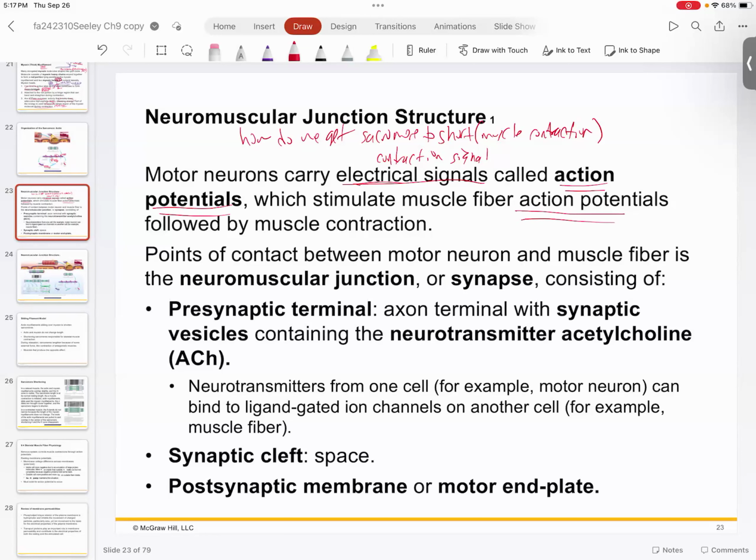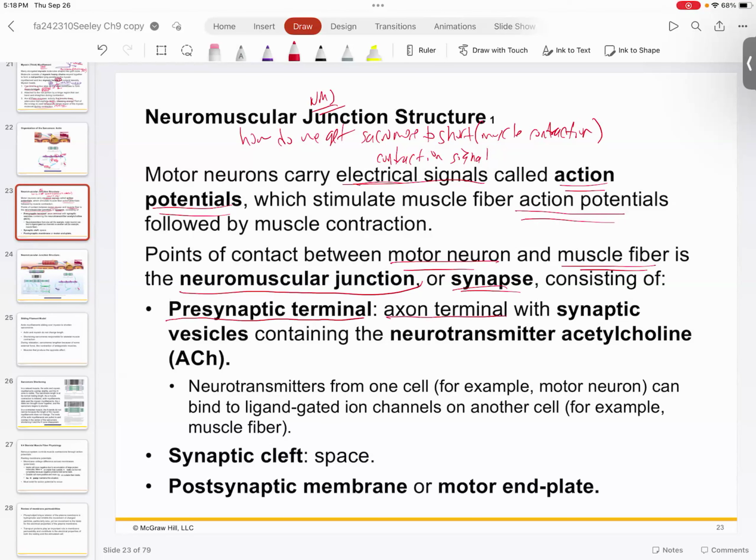First of all, we need to talk a little bit about the interface between the motor neuron and the muscle fiber. That interface we call the neuromuscular junction, or for short, the NMJ. The neuromuscular junction is basically synonymous with the term synapse or neural synapse, and some of you may be familiar with that term. The pieces of the NMJ begin on the neuronal side. The first place we start is what's called the presynaptic terminal. Presynaptic, before the synapse, terminal. So this is the axon terminus.